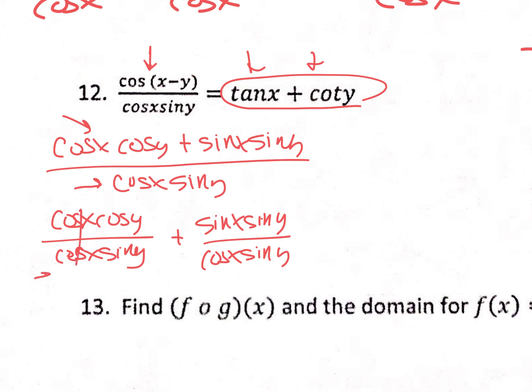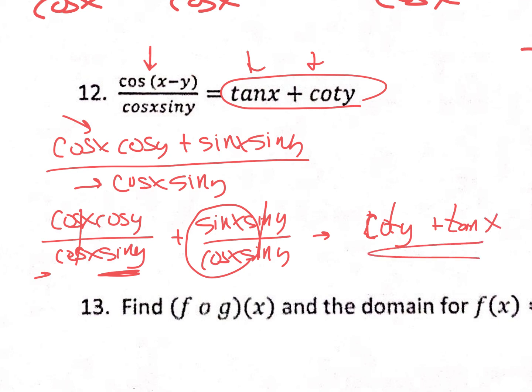Those cosines cancel. Over here, those sines cancel. And look what that gives me. It leaves me cosine over sine. By the way, that's cotangent. I about wrote that backwards. That's cotangent y. And if you look right here, look what's left. Sine x over cosine x. That's tangent x. Look at this and look at that. We made it. Okay? Not that huge of a deal. Or maybe it is. I don't know.